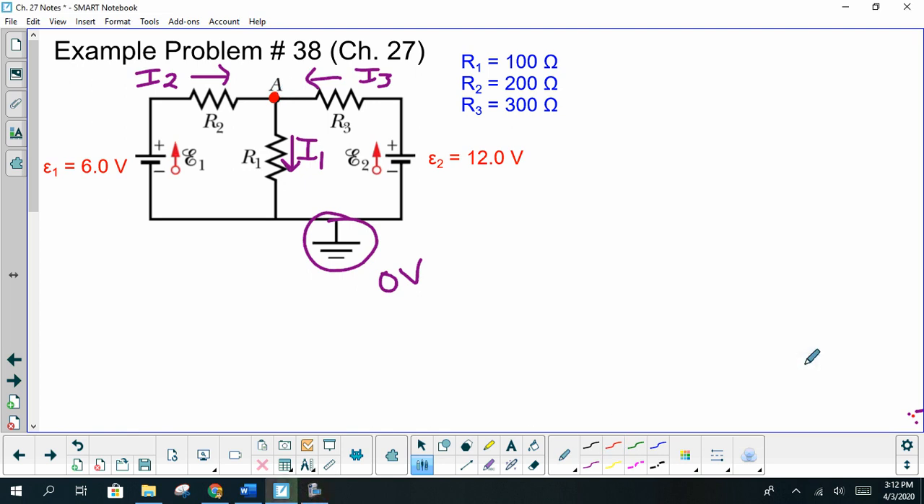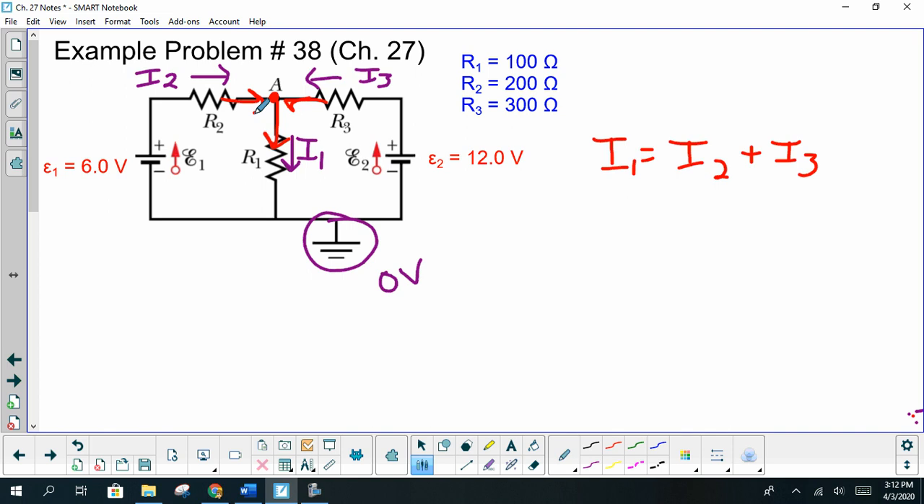All right, so we have I1 is equal to I2 plus I3. We've got current charge flow of I1 coming out. We've got I2 and I3 going into that junction. So therefore, I2 plus I3 is going to be equal to our current coming out, which is I1.